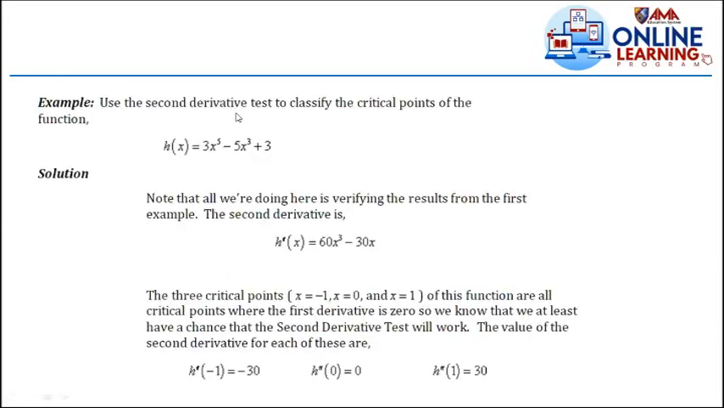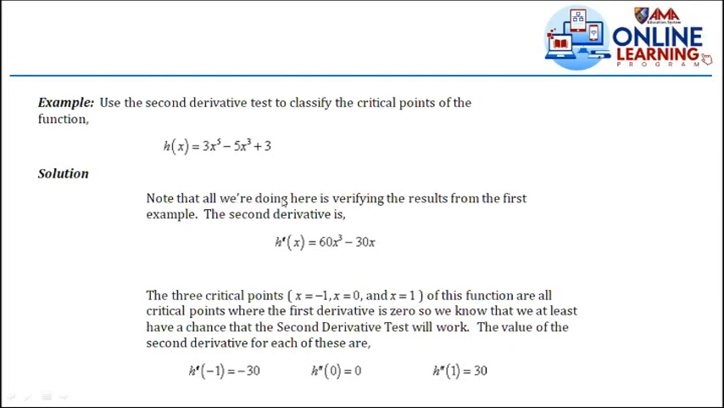Example here: use the second derivative test to classify the critical points of the function h of x equals 3x to the fifth minus 5x cubed plus 3. By this time, we are going to get the second derivative. So how are we going to get the second derivative? We're going to get the derivative of the first derivative. First, y. Second, y prime. Then we take the derivative again, and that will be your y double prime. So just like here, this is our h of x. First derivative, h prime. Second derivative, h double prime.